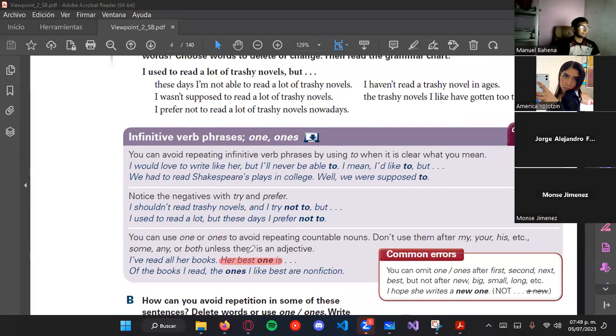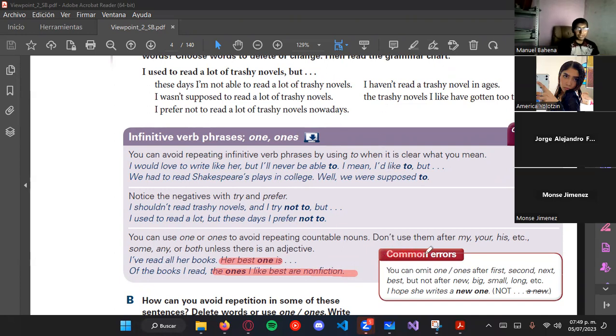Y ya de ahí decir cuál es. Or like this one. Of the books I read, de los libros que he leído, the ones I like best are non-fiction. Los mejores que he leído, o the ones I like the best, los que más me han gustado, son los de no ficción. Los que no tienen que ver con la ficción. ¿De acuerdo?